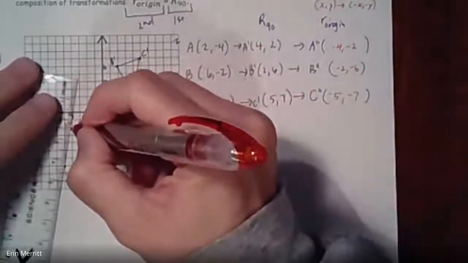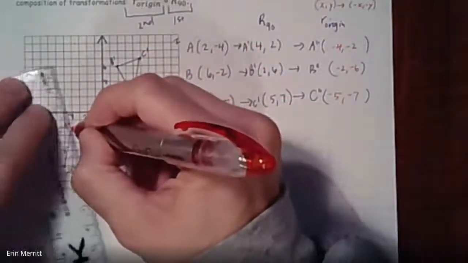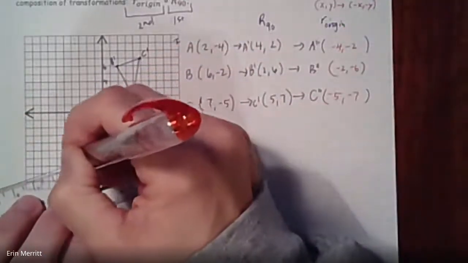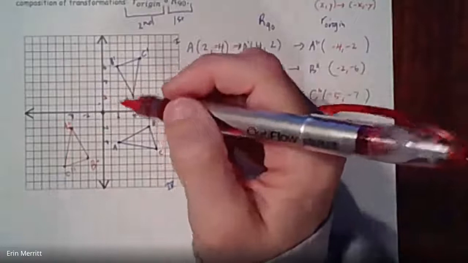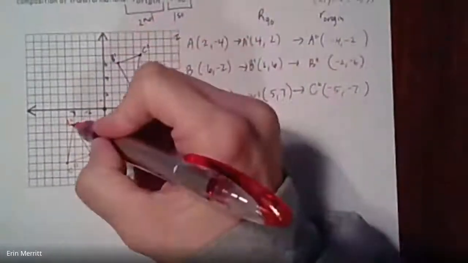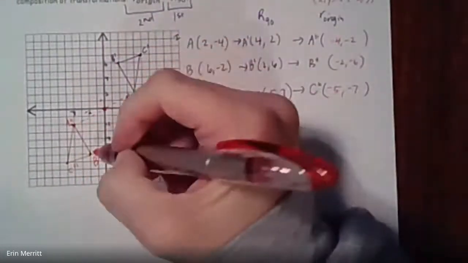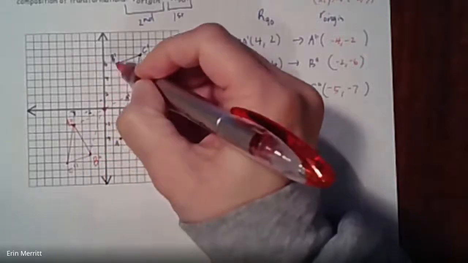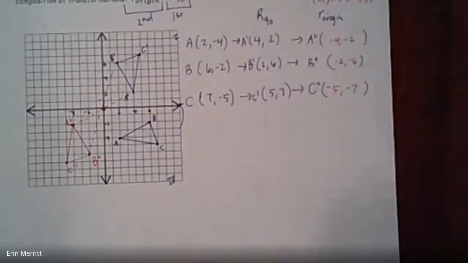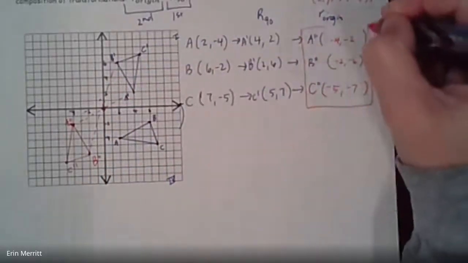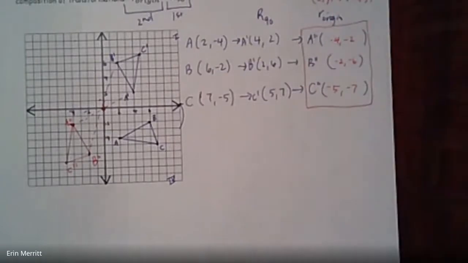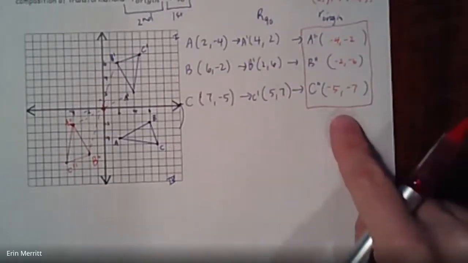Connect the dots and we should see that same shape and size triangle produce itself, but on the opposite side of the origin. So if you wanted to kind of convince yourself, you could even connect the dots there and see how it's that perfect reflection right through the origin there. So there are my final answers over here.